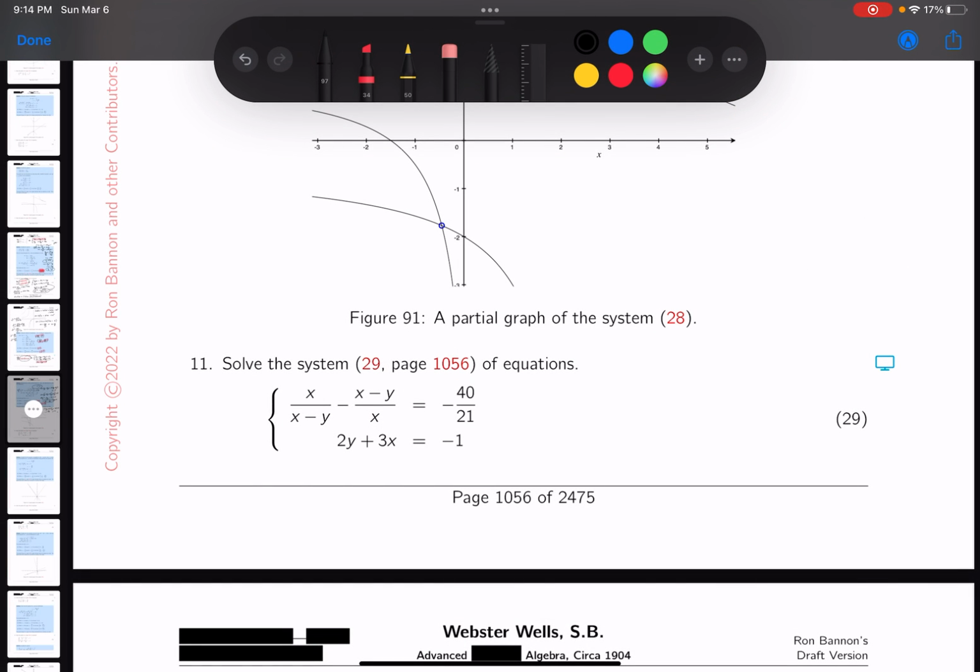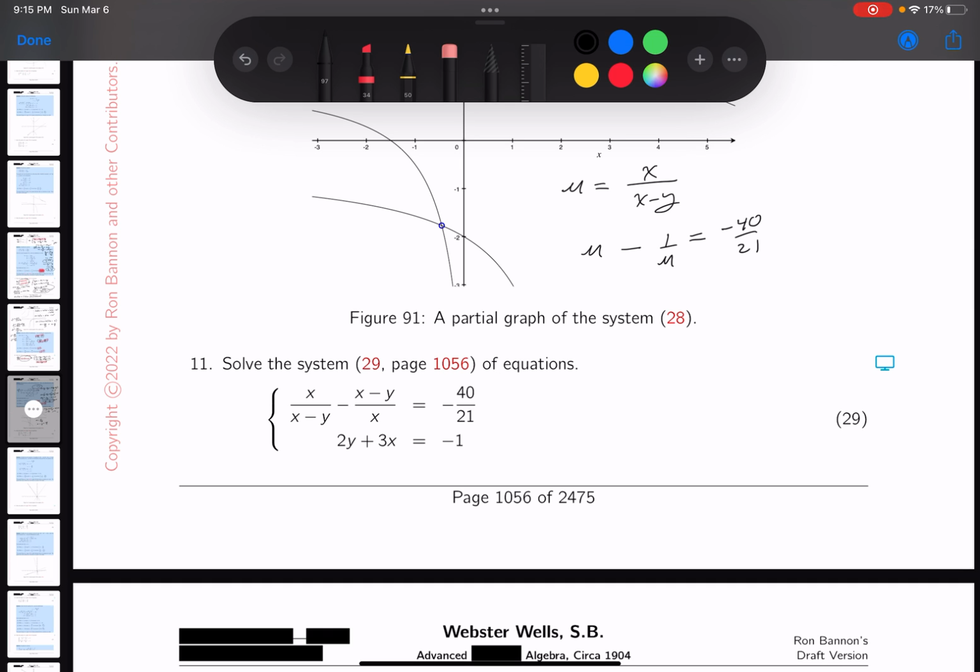Okay, I'm going to do this problem a little differently. The reason for that, I just noticed something here, and I'm seeing this as in the first equation they're reciprocals. So I'm going to let u equal x over x minus y. So that first equation becomes u minus, well, it's a reciprocal. And what's that going to be? 1 over u, and that equals minus 40 over 21.